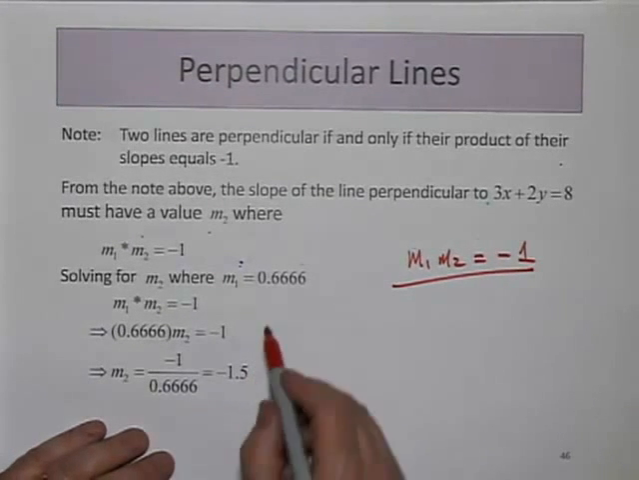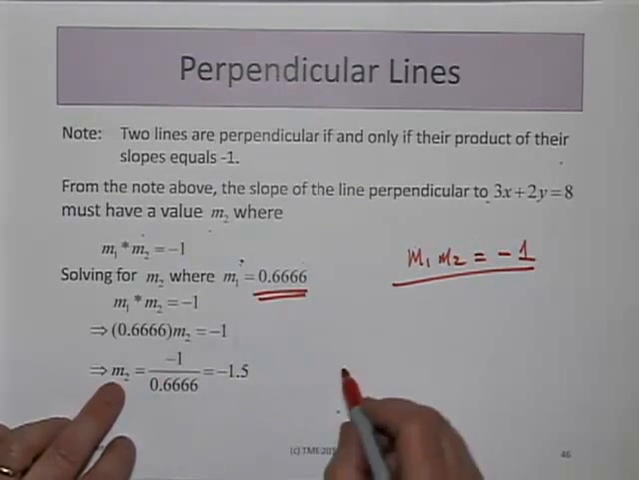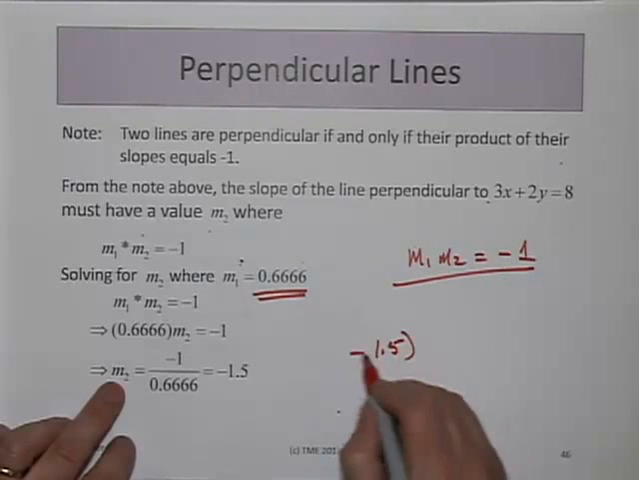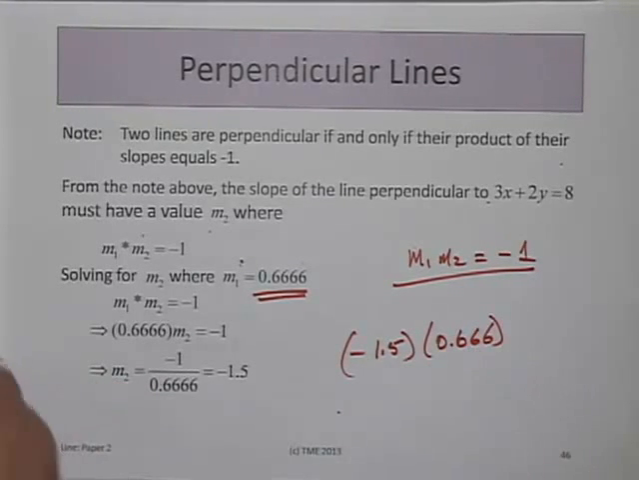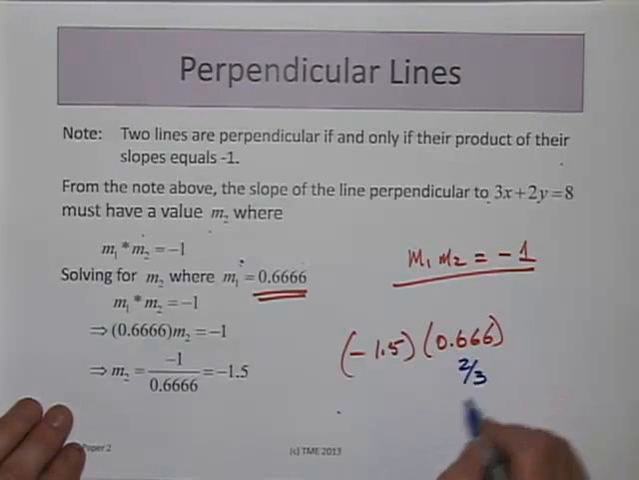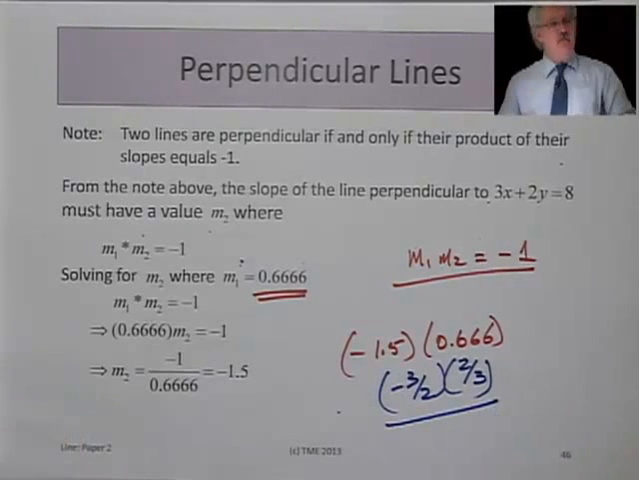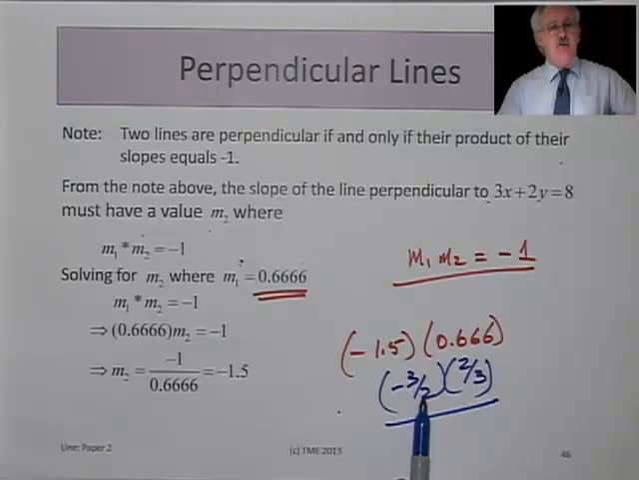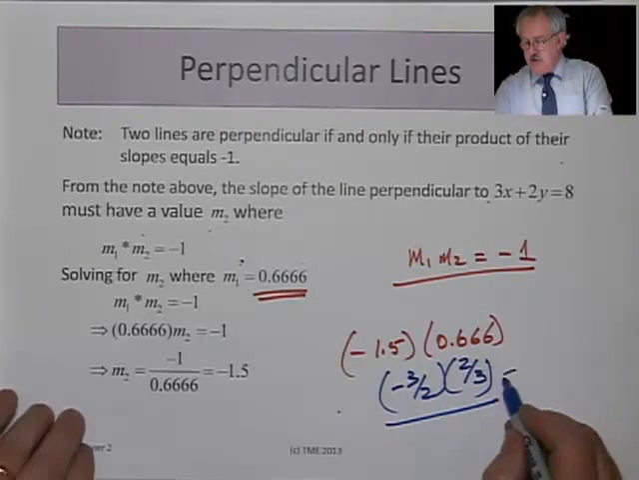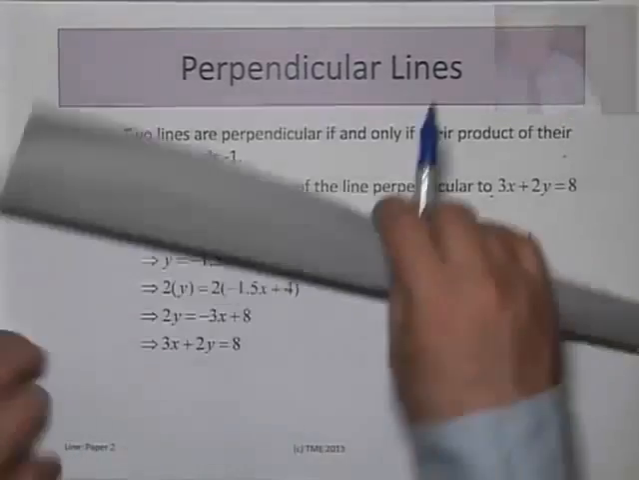As it happens in this question, if I multiply minus 1.5 times 0.666, another word for 0.66 is 2/3, another one for minus 1.5 is minus 3 over 2. You see the way if I multiply those out, they cancel? The 3 on the top, the 3 on the bottom, the 2 on the top, the 2 on the bottom. That turns out to be minus 1.